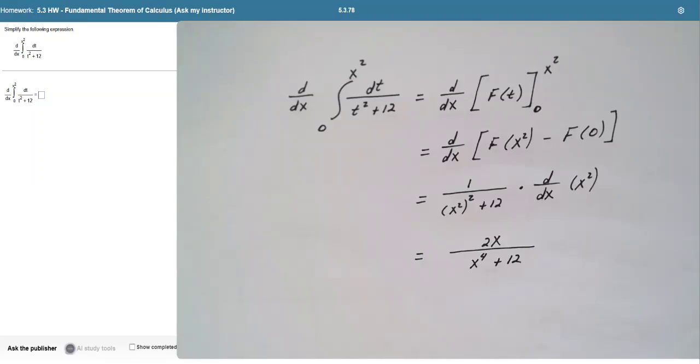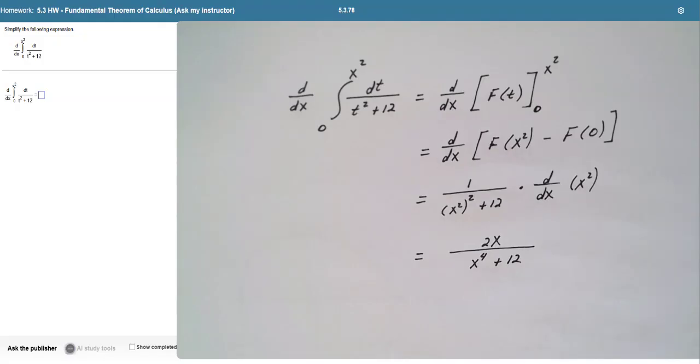I always call it a dummy variable of t. It's just a placeholder, because when you evaluate it at the limits of integration, you're going to get the antiderivative evaluated in terms of x squared minus the antiderivative evaluated at 0. Now, we already know that the derivative of anything evaluated at a constant is just a constant, and that the derivative of any constant is 0. So that last part all cancels out. I don't even have to worry about that F of 0. It doesn't contribute to the answer.